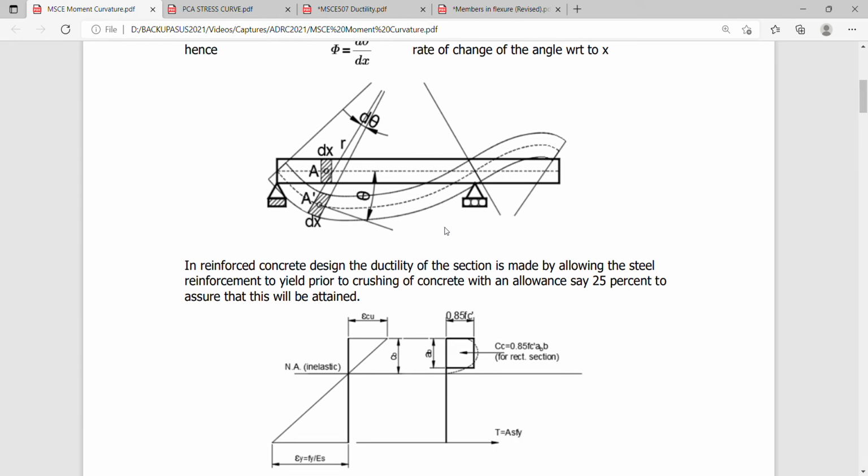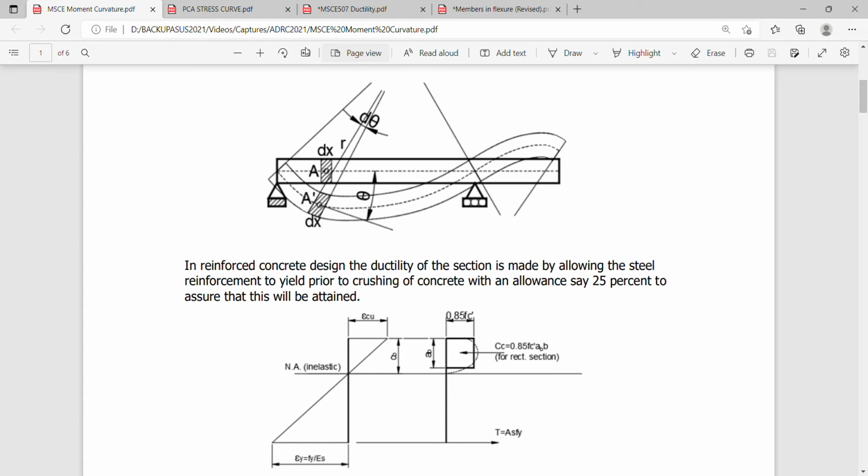So in reinforced concrete design, the ductility of the section is made by simply allowing the steel reinforcement to yield prior to crushing of the concrete, with an allowance of say 25% to assure its attainment. So this 25% reduction in the reinforcement ratio or the steel itself is to give allowance to an under-reinforcement assurance so that the achievement of what you call ductility is attained. Okay, so I also discussed that in my lecture on ductility.